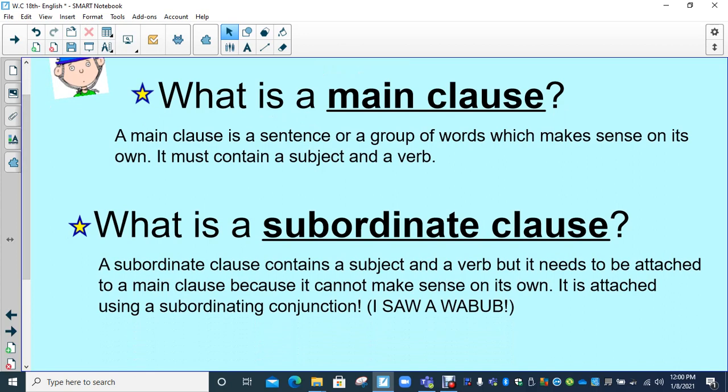So a subordinate clause contains a subject and a verb still, but it needs to be attached to a main clause because it doesn't make sense on its own. And it's attached using a subordinate conjunction. I saw a wubbub. Now we've done this already. So this is just a really handy way of being able to manipulate those clauses. So we might have the subordinate clause coming first in a sentence and then the main clause. So we're just going to be playing around with these clauses today, but it's always good to recap what a main clause is and what a subordinate clause is.